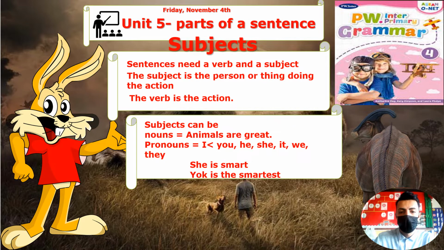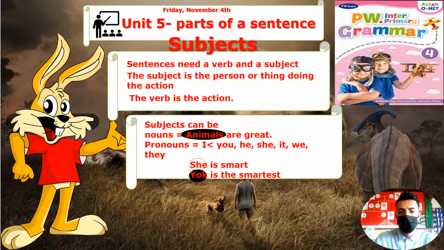Now in this sentence, she is smart. Where is the subject in this sentence? The subject is she, a subject pronoun, right? Okay, the second one, Yok is the smartest. Where is the subject in this sentence? Yok. The subject is a noun. Where is the verb in this sentence? Is. The verb to be is the verb.